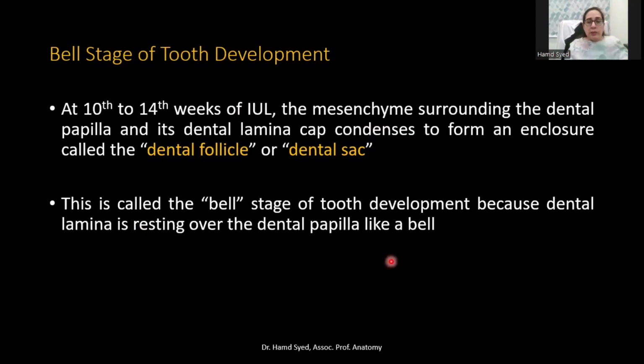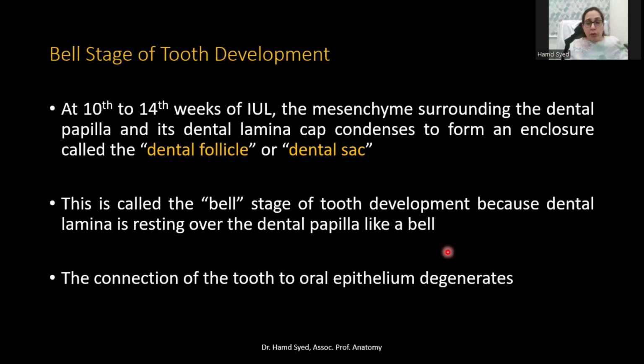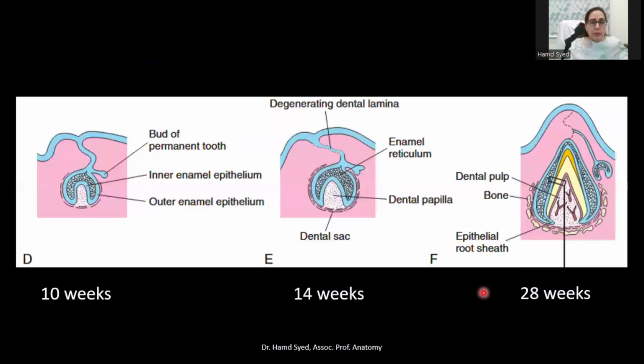This is now known as the bell stage of tooth development because the dental lamina is resting over the dental papilla like a bell. So the morphological appearance has now shifted from cap to bell. The connection of the tooth, meanwhile, to the oral epithelium is going to degenerate. So let's look at these stages in the 10th week of development.